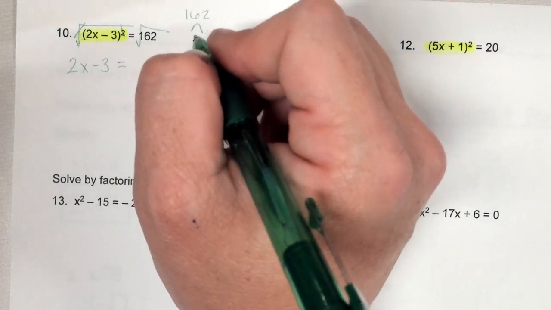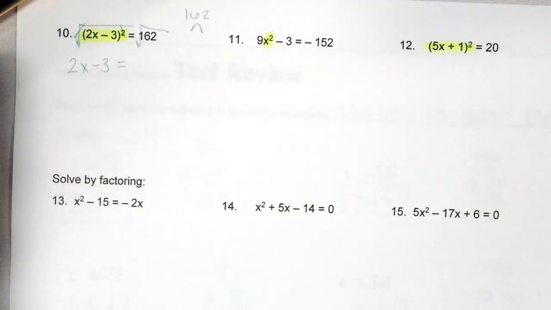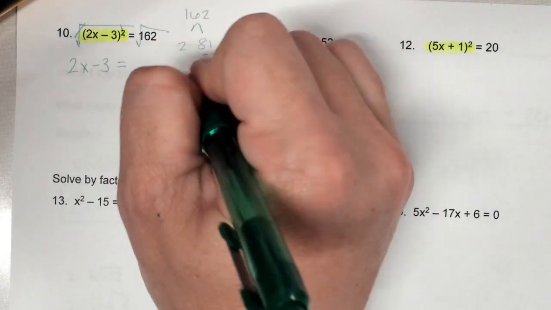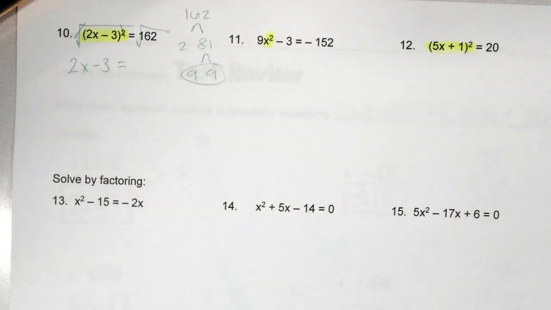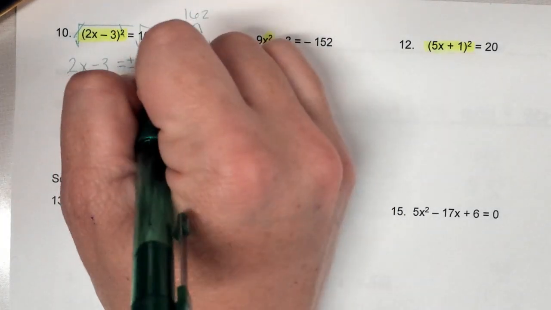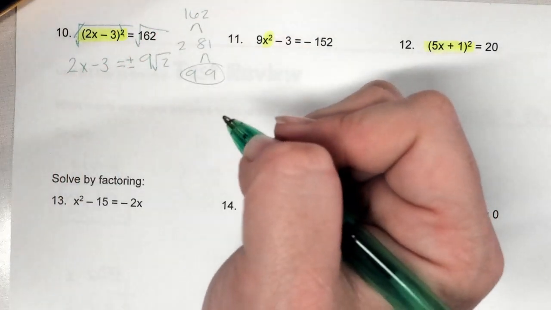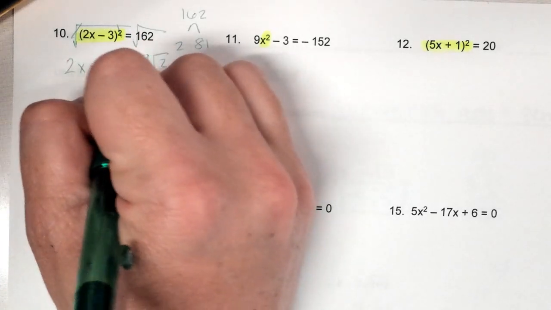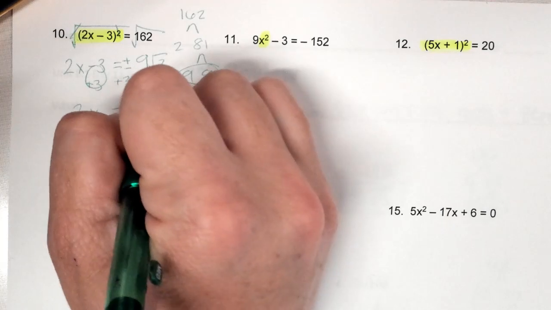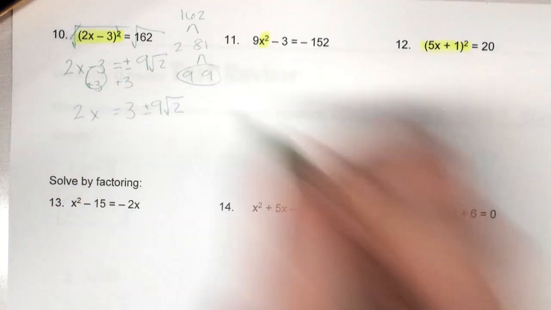I know 2 goes into 162. I'm dividing it. I don't know this one by heart. 81 times. And 81 is a perfect square of 9 and 9. Remember, I can stop if it's a perfect square. So this gives me positive and negative 9 root 2. I'm going to add 3 to both sides. 2x equals 3 plus or minus 9 root 2.